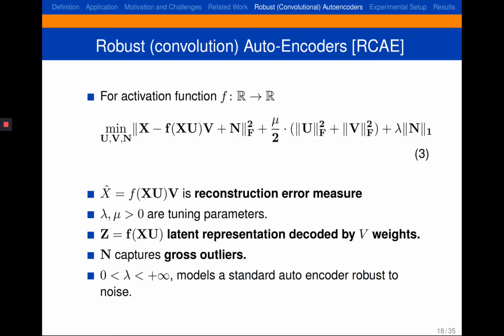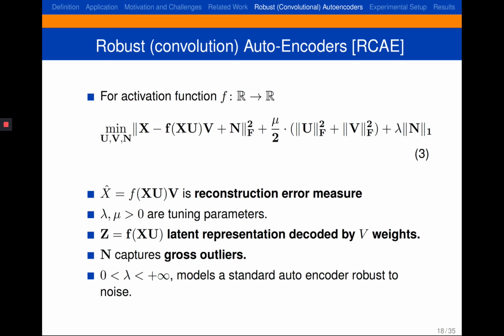Moving on from the autoencoder to a robust autoencoder approach, consider some non-decreasing activation function f. Now consider the following objective, which combines the salient elements of the autoencoder discussed before, where f is understood to be applied element-wise. f of XU times V is the reconstruction, and lambda and mu are the tuning parameters. Z is the latent representation, obtained by applying the function f to XU, decoded by the weights V. And here N captures the gross outliers.